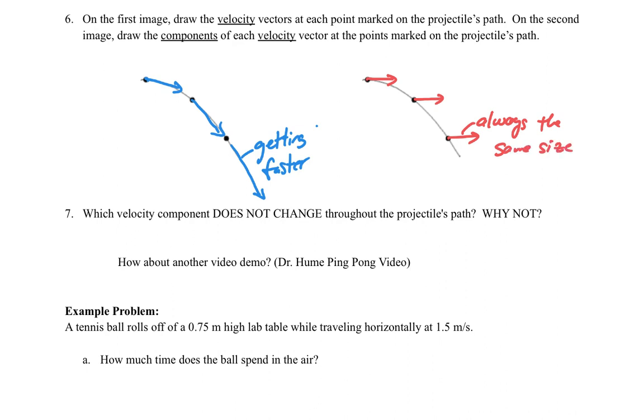Then we can go ahead and draw the vertical component. Well, the vertical component starts out really, really small, and then it gets bigger, and then it gets bigger as time goes on. So this gets larger. Okay, so our horizontal component stays the same. Our vertical component gets larger.